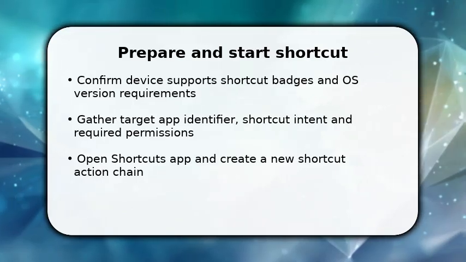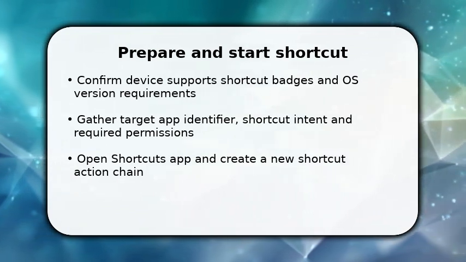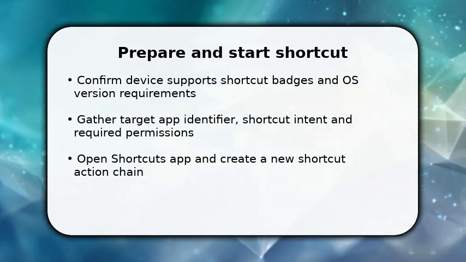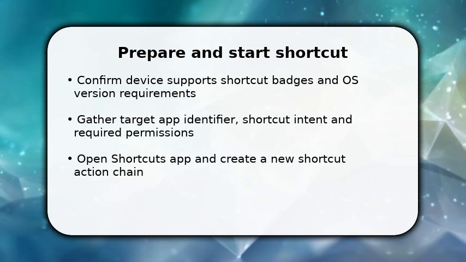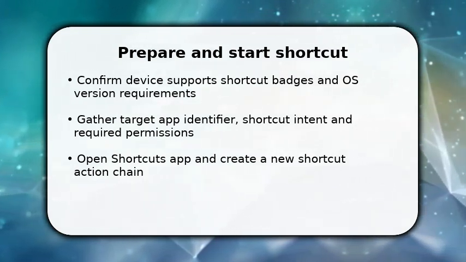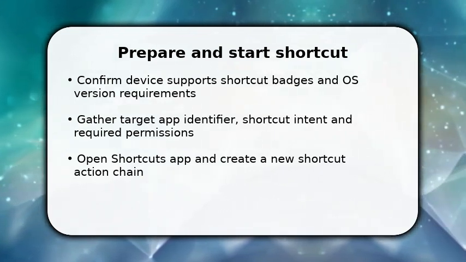You begin by verifying the platform supports home screen badges and that you have the right permissions. This matters because badges are managed by the OS. Next, open Shortcuts and create a new shortcut. Add the action that represents the event you want to badge. Once done, capture the app identifier or URL scheme you'll use to post the badge count.